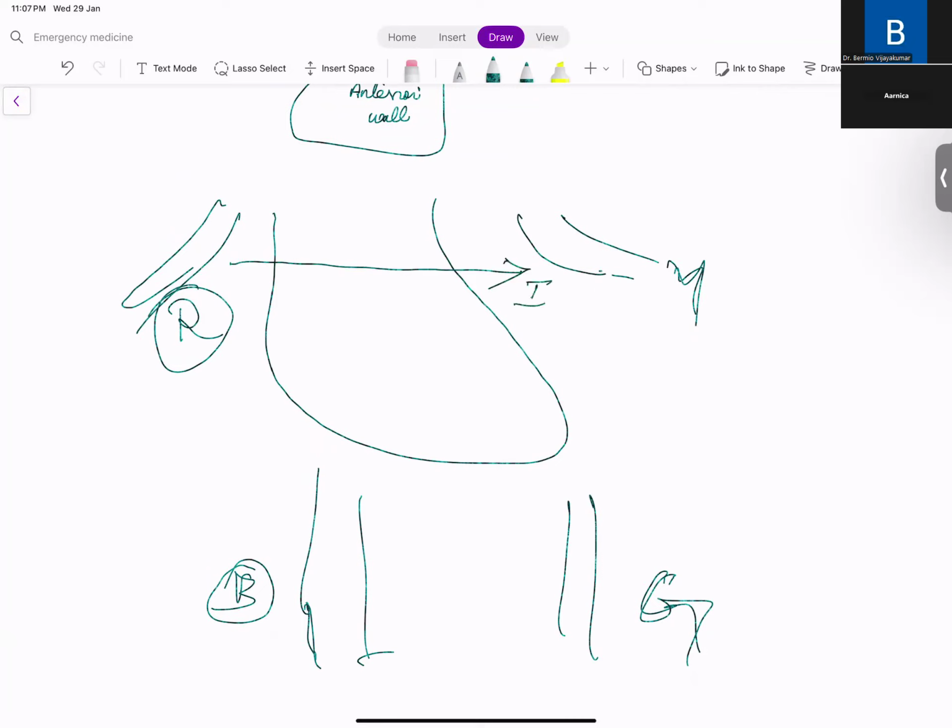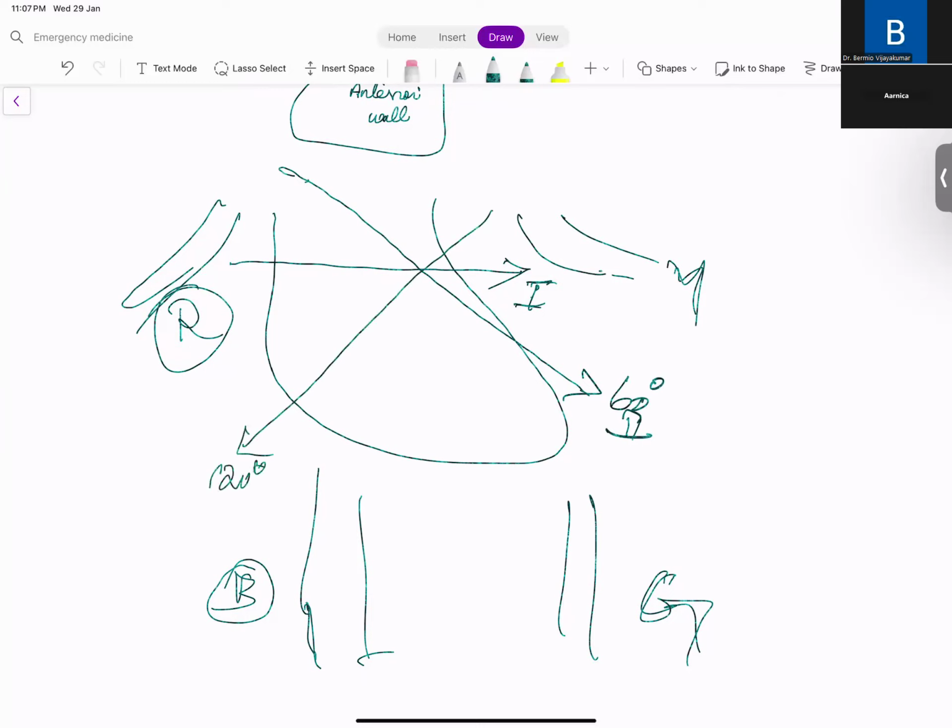0-degree angle corresponds to lead 1. Okay, so this will be the direction in which lead 1 will measure the electrical activity of the heart. Lead 2 will be 60 degrees to this one. So this is lead 2. Lead 3 will be 120 degrees.